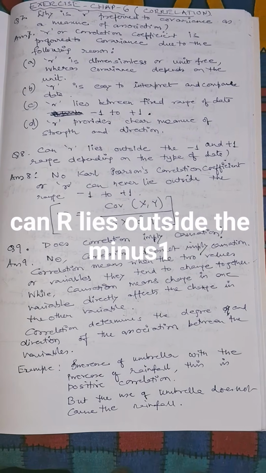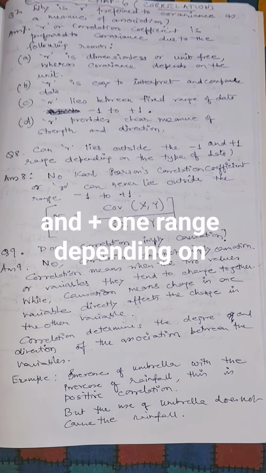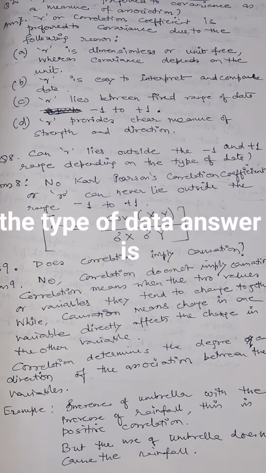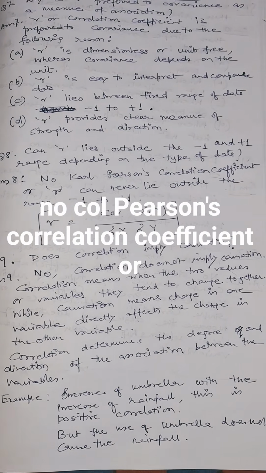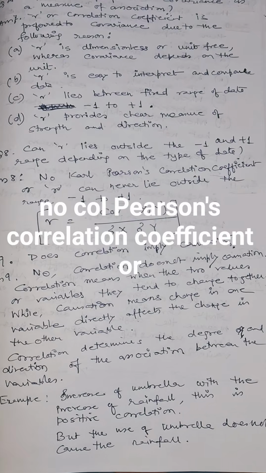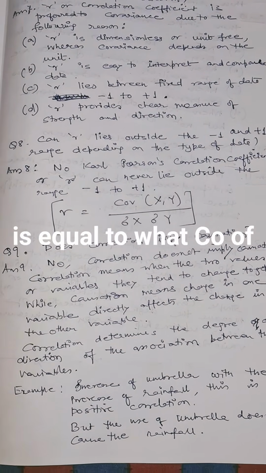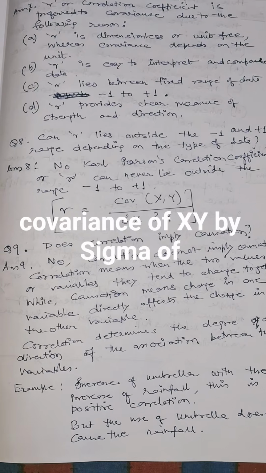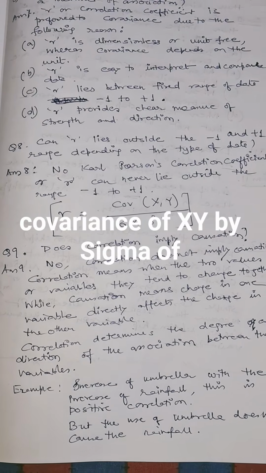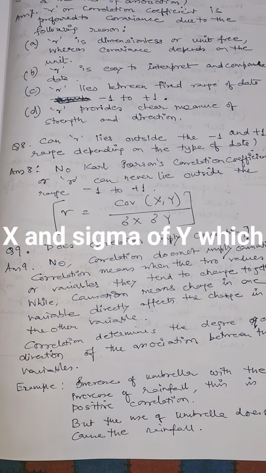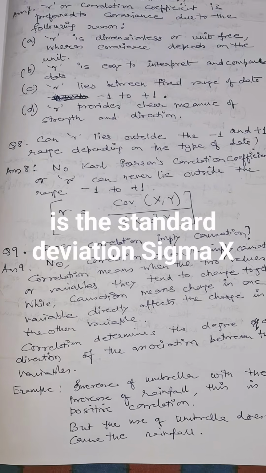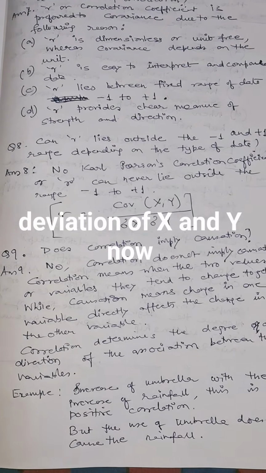Question 8 is, can R lie outside the -1 to +1 range depending on the type of data? The answer is no. Pearson's correlation coefficient, or R, can never lie outside the range -1 to +1. R is equal to the covariance of x and y divided by sigma x and sigma y, which are the standard deviations of x and y.